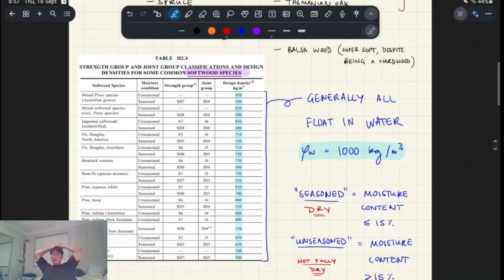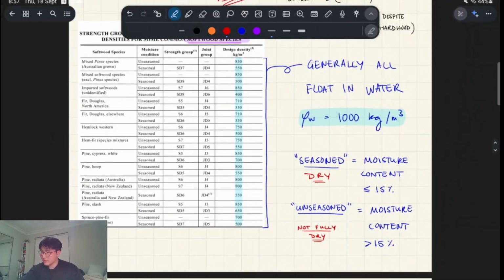densities. So water is 1,000 kilograms per meter cubed, right? Relative to that, our softwoods have a design density lower than that. All of these are lower than that, which means that they can float in water essentially, right? So if I chucked a plank of pine in water, it's lighter, so it would end up floating to the top, right?